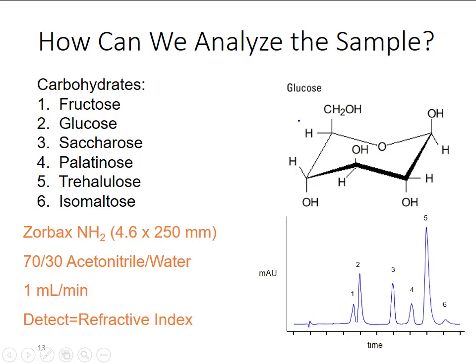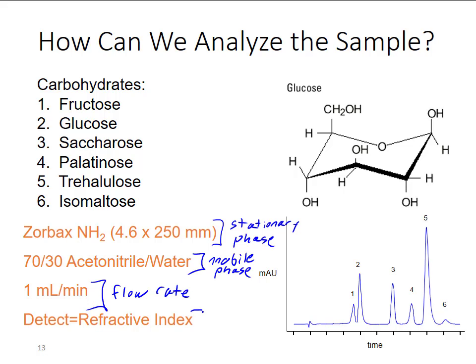Whenever you report the results of a chromatographic experiment, you must report at least 4 critical parameters. Here, I identify the stationary phase of the separation. Here, I identify the mobile phase of the separation. Here, I identify the flow rate of the mobile phase. And here, I identify the detection method. At a minimum, these 4 parameters must always be reported.